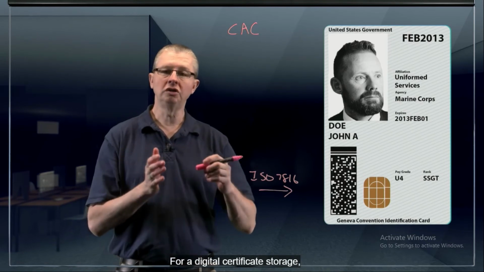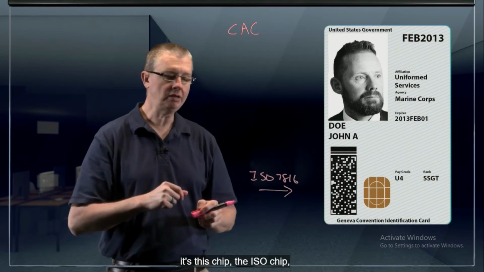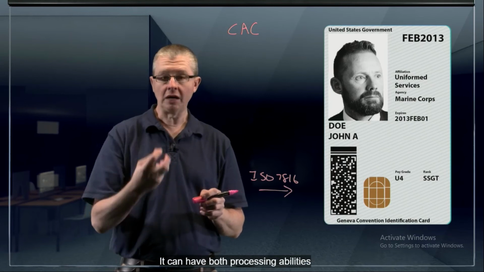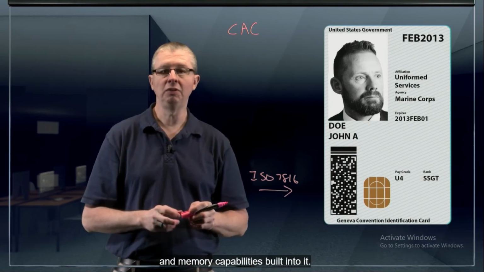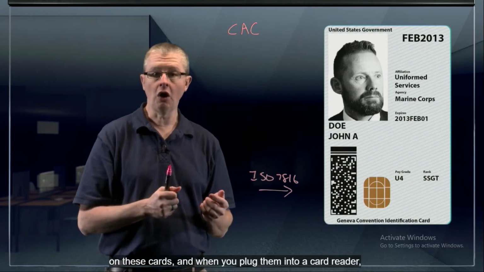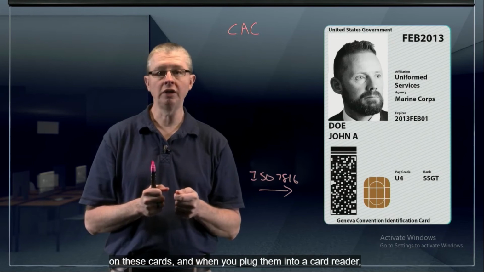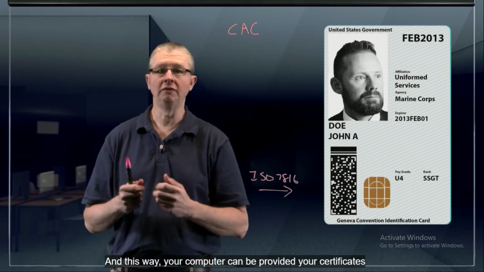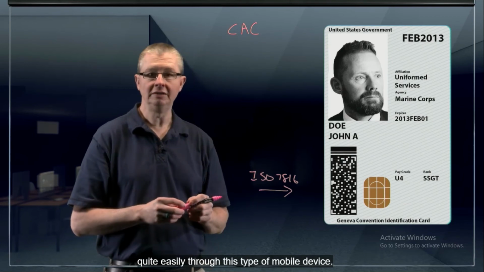For digital certificate storage, it's this chip, the ISO chip, that is used to store information. It can have both processing abilities and memory capabilities built into it. So you can store multiple digital certificates on these cards, and when you plug them into a card reader, they can read the data off of them. And this way, your computer can be provided your certificates quite easily through this type of mobile device.